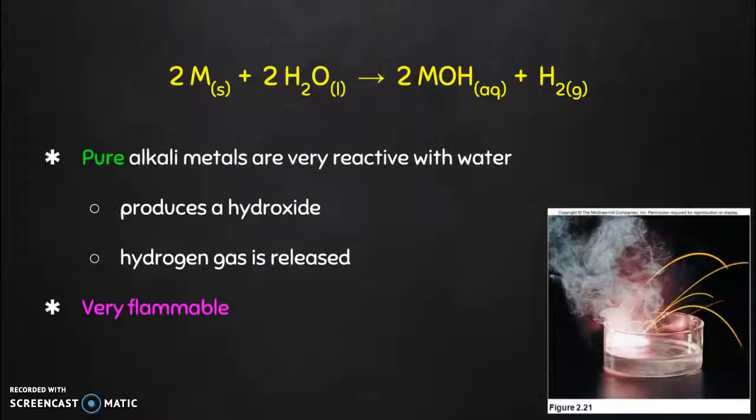In this reaction, pure alkali metal reacts with water to produce a hydroxide compound and hydrogen gas. As the hydrogen is being released during the reaction, it allows the metal to ignite and release sparks, as shown in the photo in the bottom right corner.